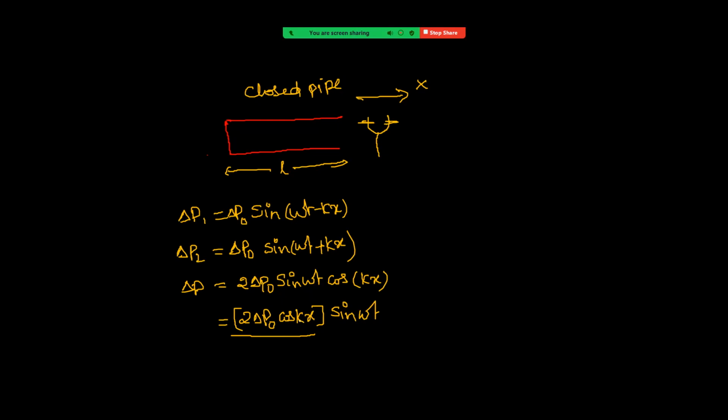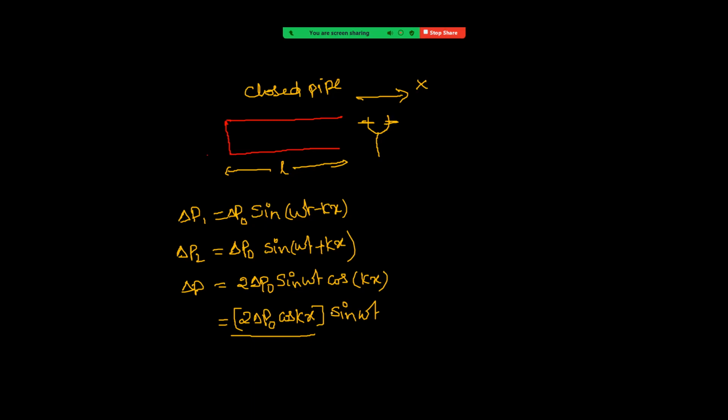That means pressure amplitude is depending on the position. If you remember standing waves in strings, there what we have discussed is exactly the same thing, right? There we got 2a cos kx sin omega t. Different points having different amplitudes, but all having same frequency. So now this also is exactly the same. Different points having different amplitudes, right?